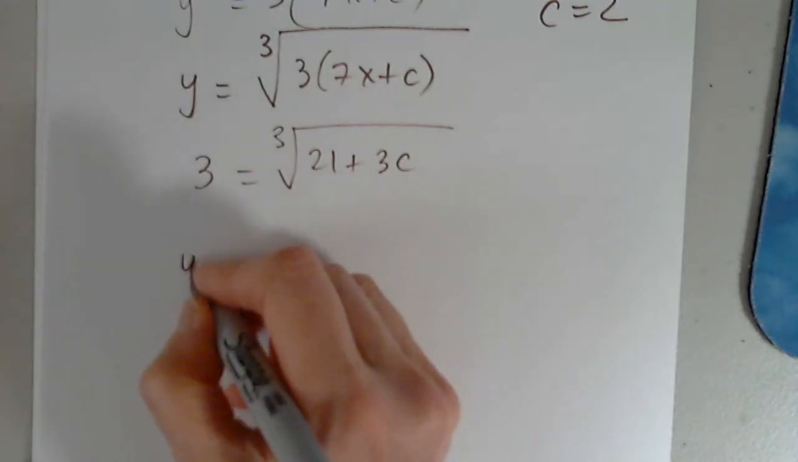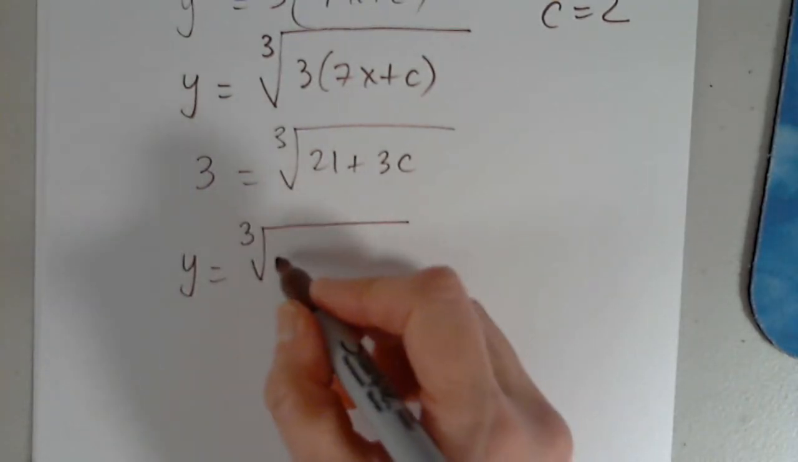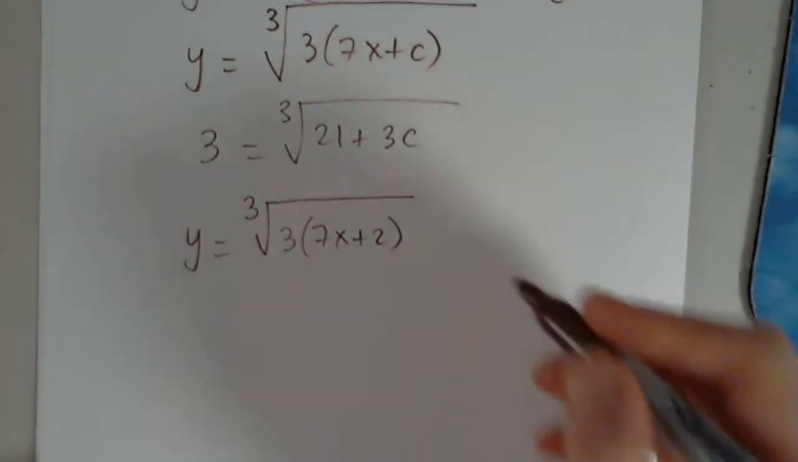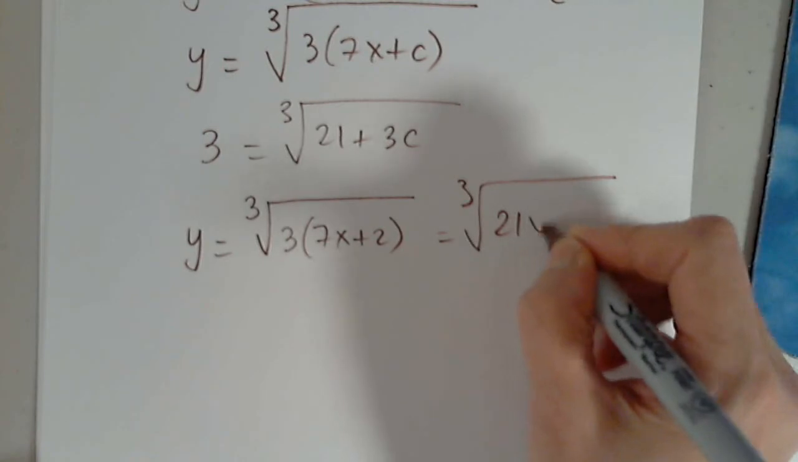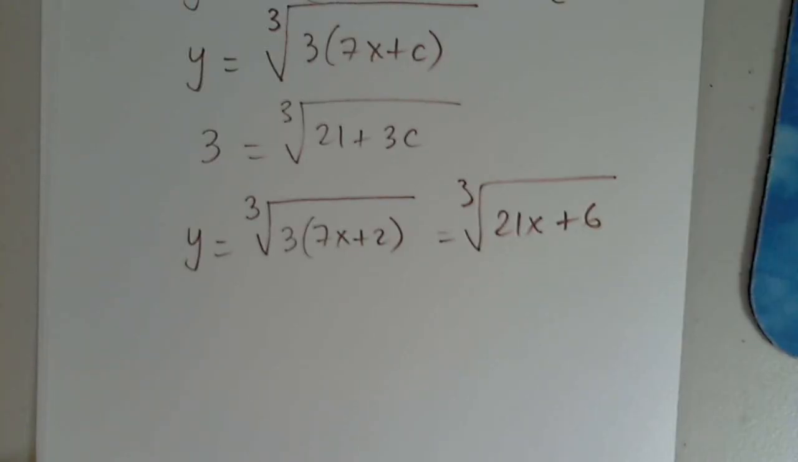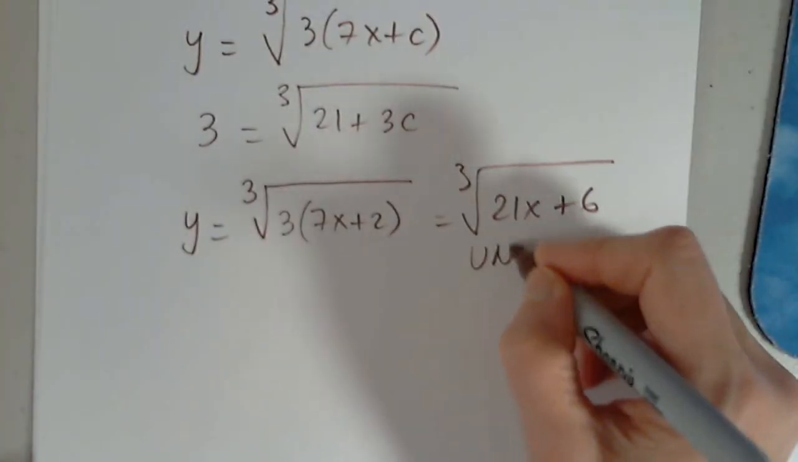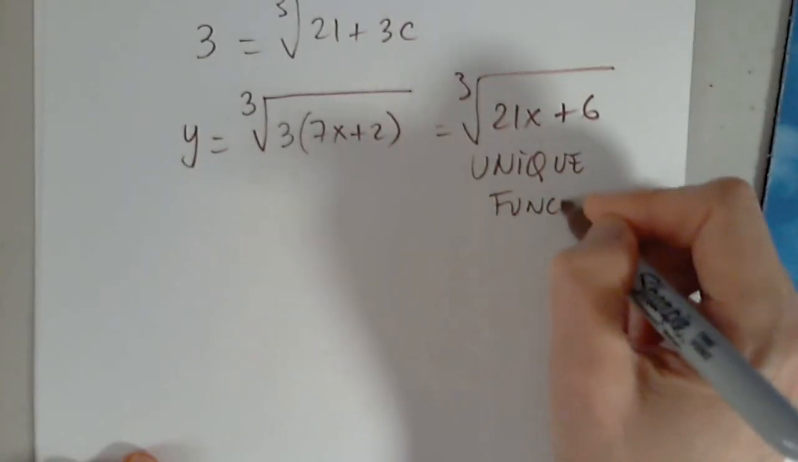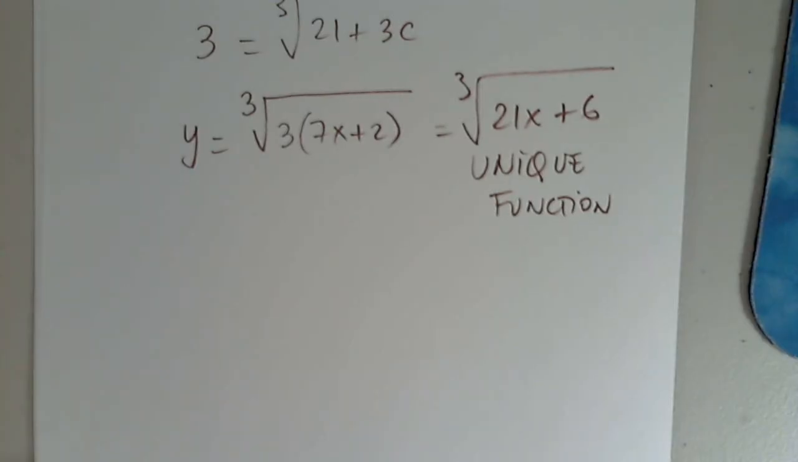So all I have to write is that y equals the cube root of 3 times 7x plus 2. You can distribute inside if you want. And this is the cube root of 21x plus 6. Given the initial condition, I was able to determine c. So now this is a unique function, not a family of functions. So all this is applicable in all sorts of applications.